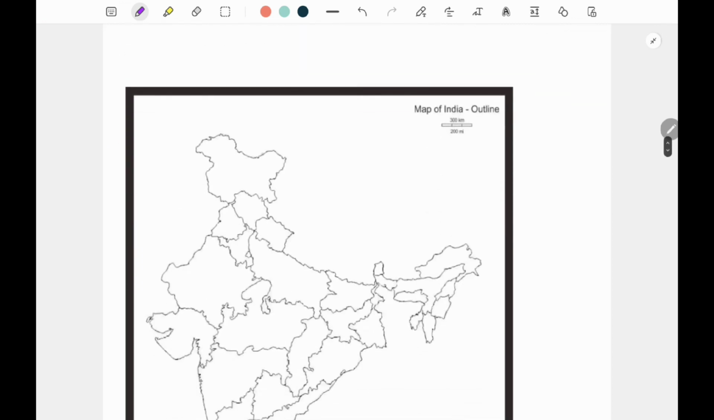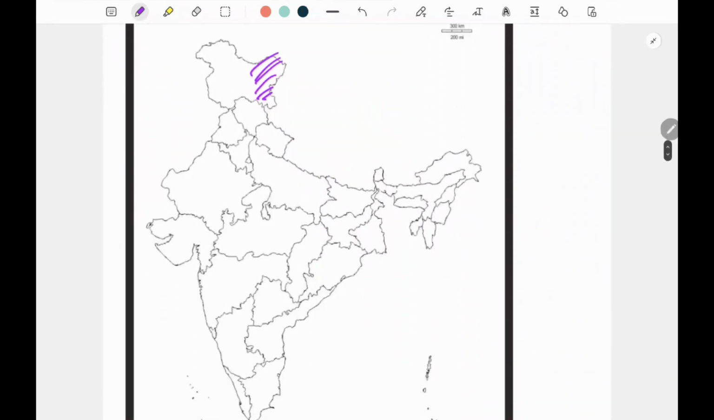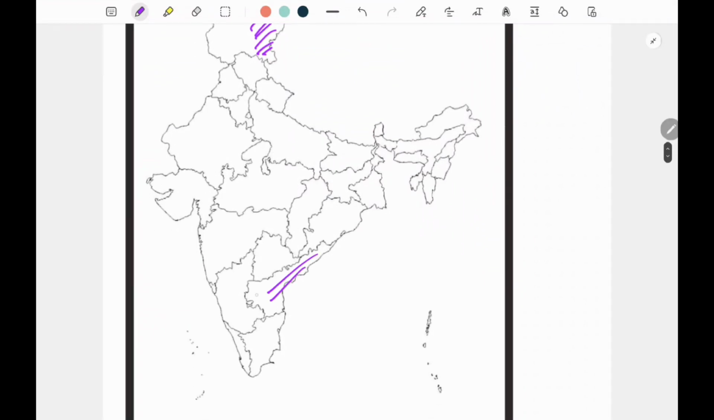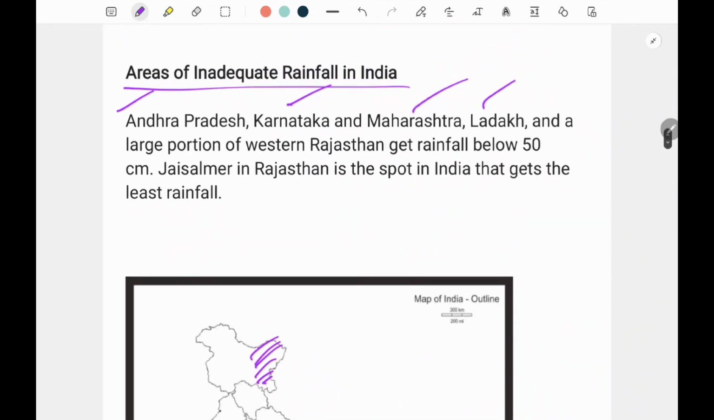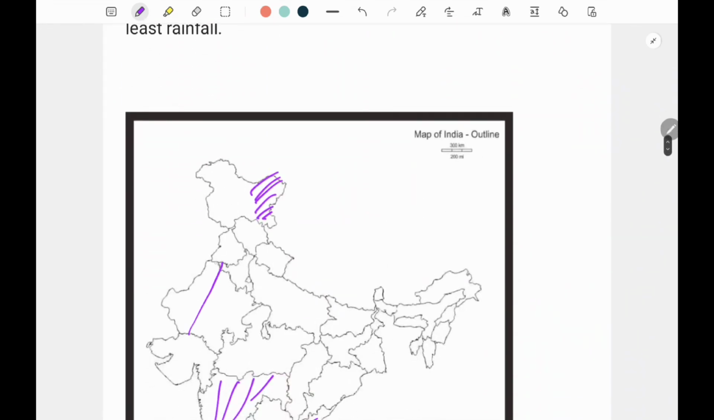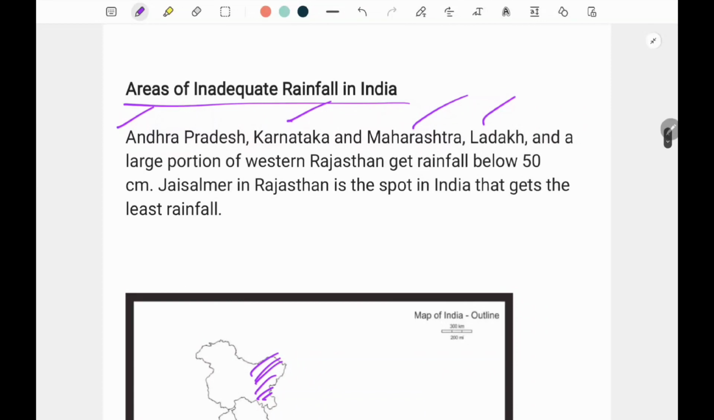So we'll see here. This is the Ladakh portion. Next is Andhra, Karnataka and Maharashtra. So Andhra, Karnataka and Maharashtra will receive less rainfall. A larger portion of Western Rajasthan also receives very little rainfall. And so they will get rainfall below 50 centimeter.